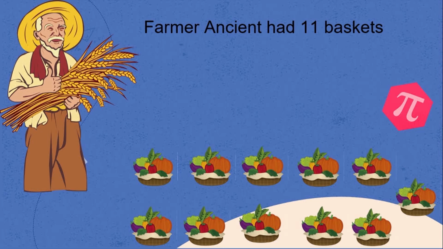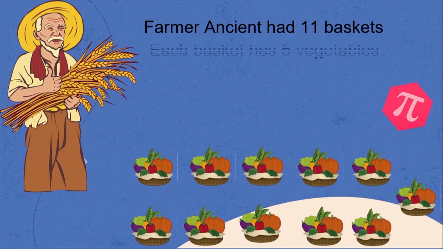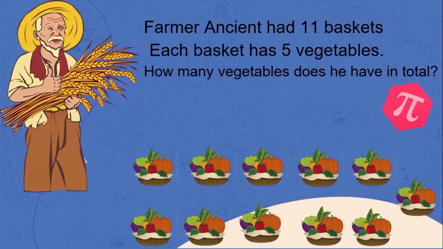Yes, that's correct. They all have the same amount of vegetables. Can we count how many vegetables there are in each basket? Very good. We have 5. So let's read further. Each basket has 5 vegetables. How many vegetables does he have in total? How will we go about getting this answer?